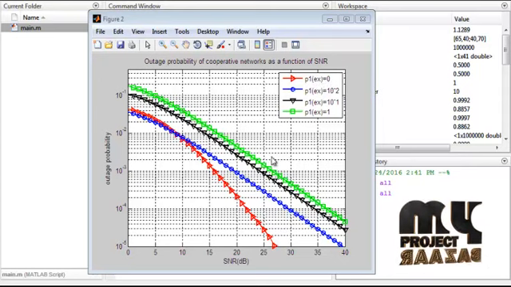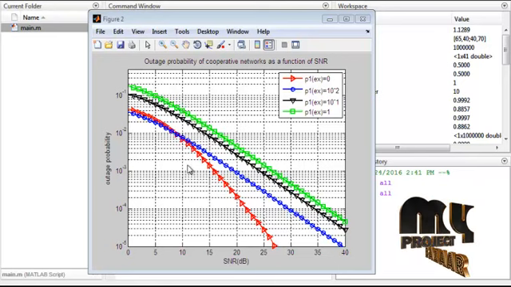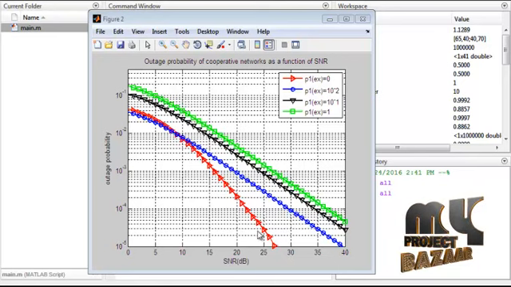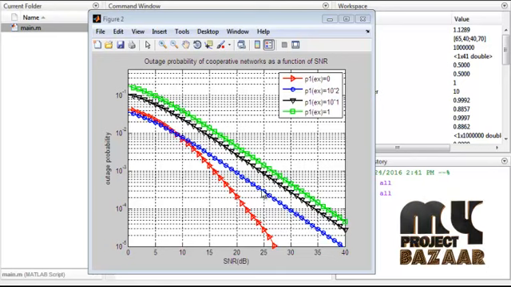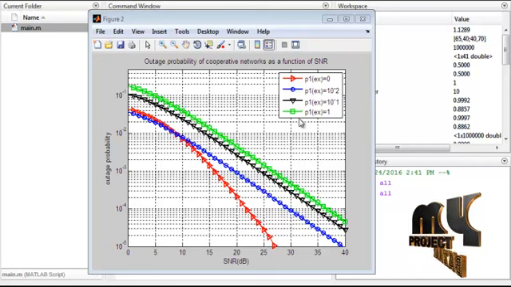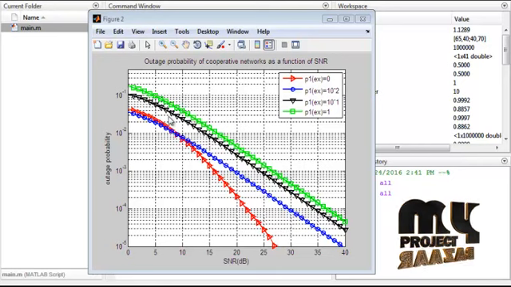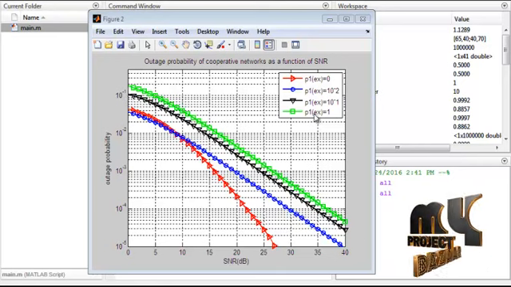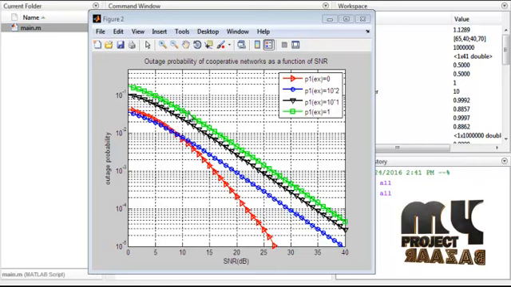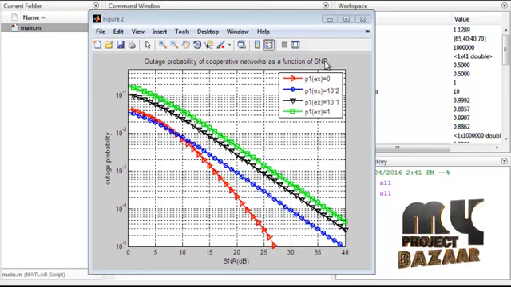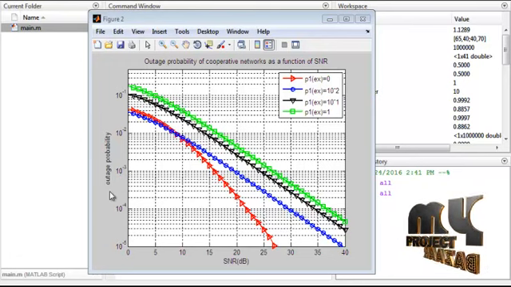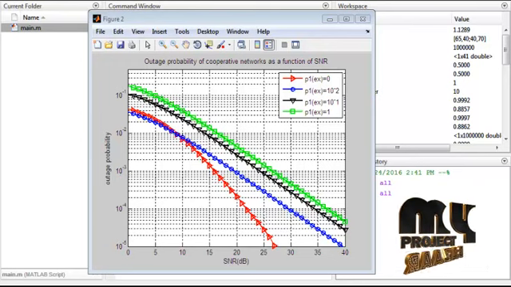If the energy harvested is 0, we get the red line like this. The energy harvested with 10 power minus 2 is the blue line. The black line is the condition of 10 power minus 1, and the green line is the energy harvested equal to 1. So overall, this is the outage probability of cooperative networks as a function of SNR. This is the description of this figure.